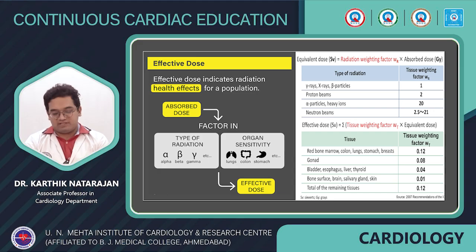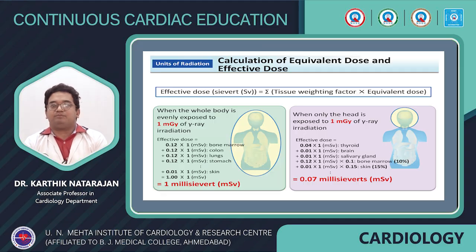So effective dose is basically the tissue weighting factor multiplied by the equivalent dose, whereas the equivalent dose in turn is the radiation weighting factor multiplied by the absorbed dose. So if you have the whole body exposed to 1 milligray of gamma radiation, then the effective dose would be 1 millisievert. Whereas if only the head is exposed to 1 milligray of gamma radiation, then the total effective dose would be 0.07 millisievert.